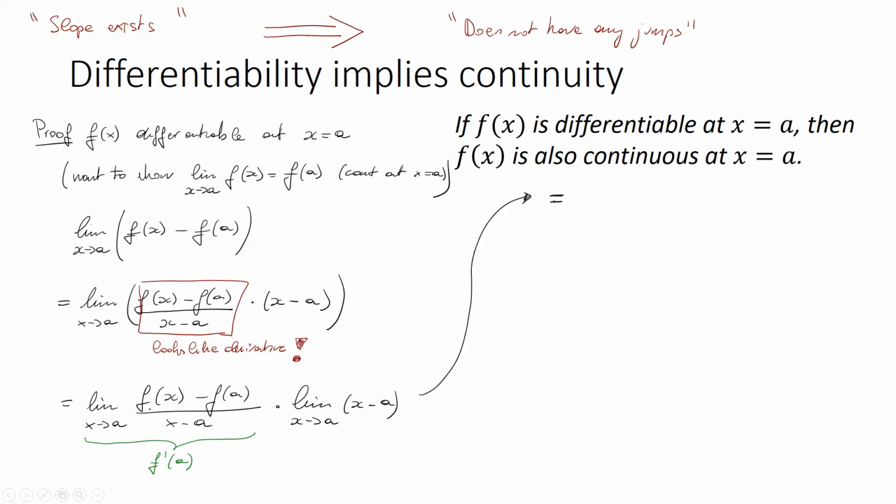That's just the definition of the derivative. On the other side, what we have here is the limit of x minus a as x goes to a. That's a very simple limit, that is just 0. So basically what we end up with is f prime of a times 0.